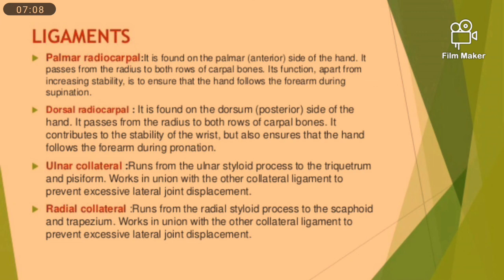Now, the ulnar collateral ligament runs from the ulnar styloid process to the triquetrum and pisiform, and works in union with the other collateral ligaments to prevent excessive lateral joint displacement. The radial collateral ligament runs from the radial styloid process to the scaphoid and trapezium, and works in union with the other collateral ligament to prevent excessive lateral joint displacement.